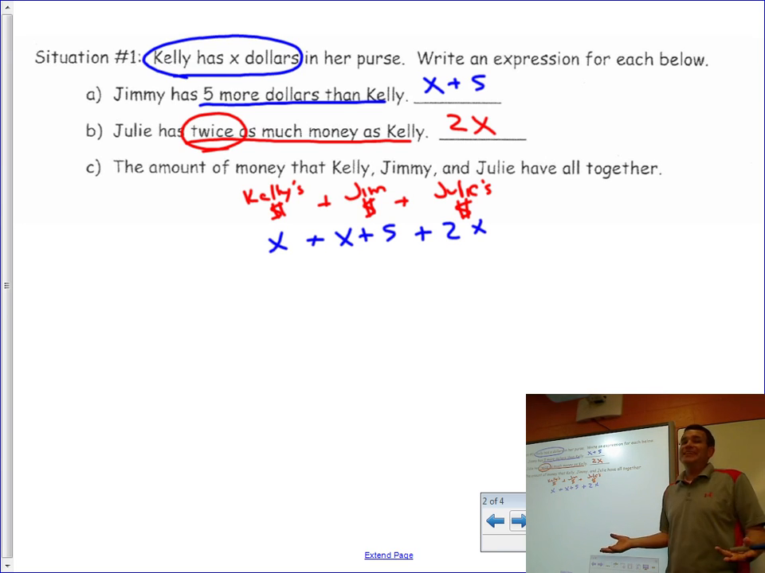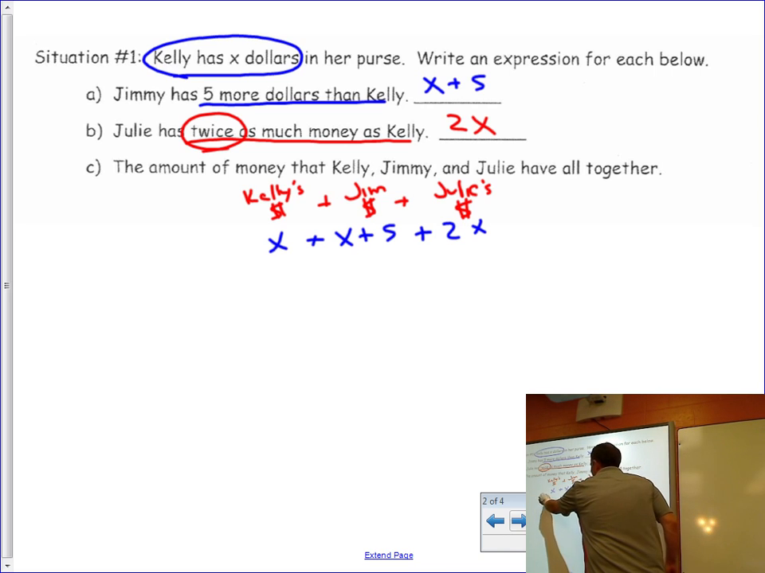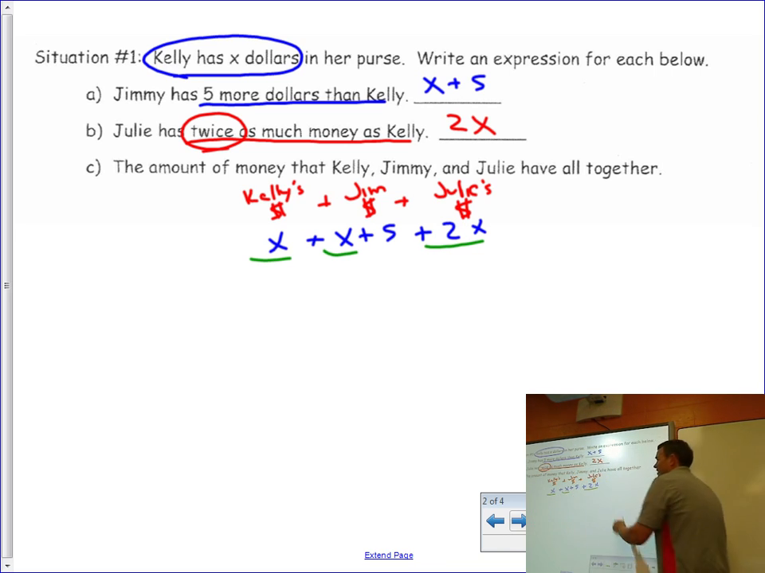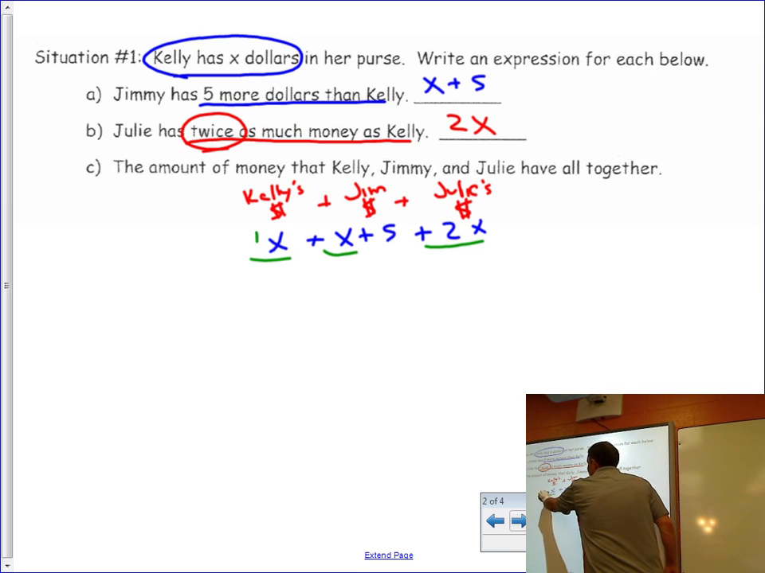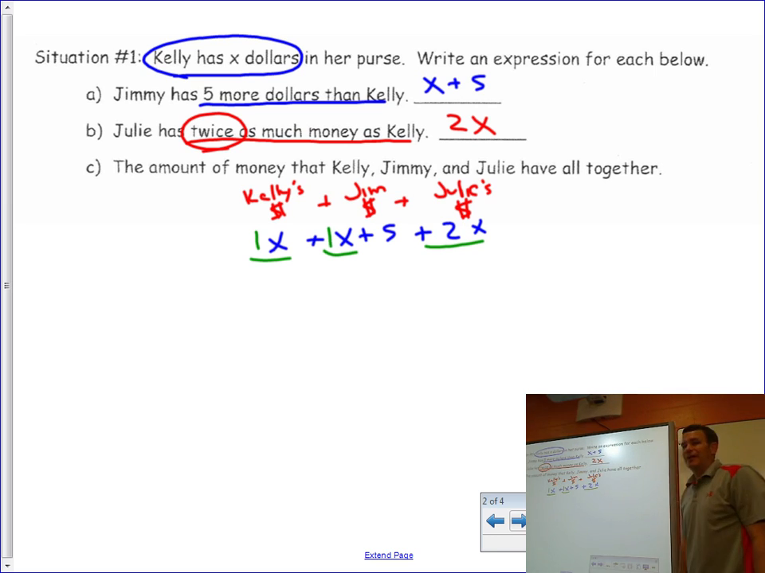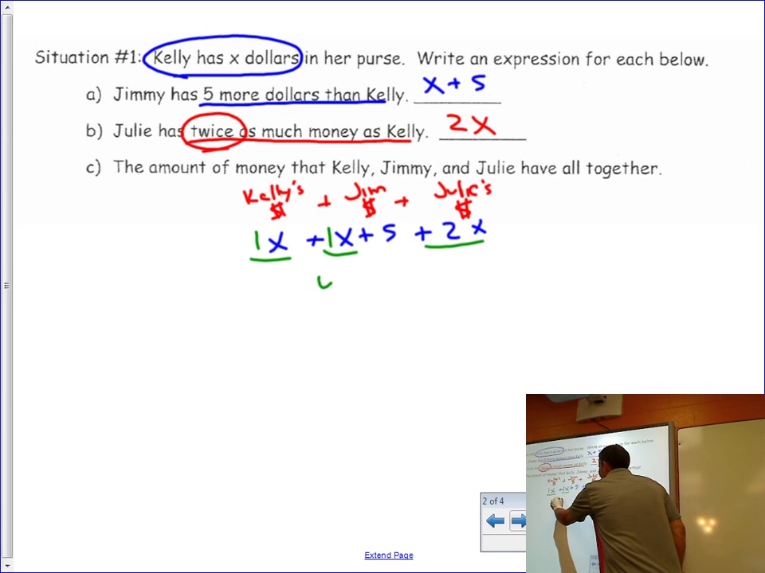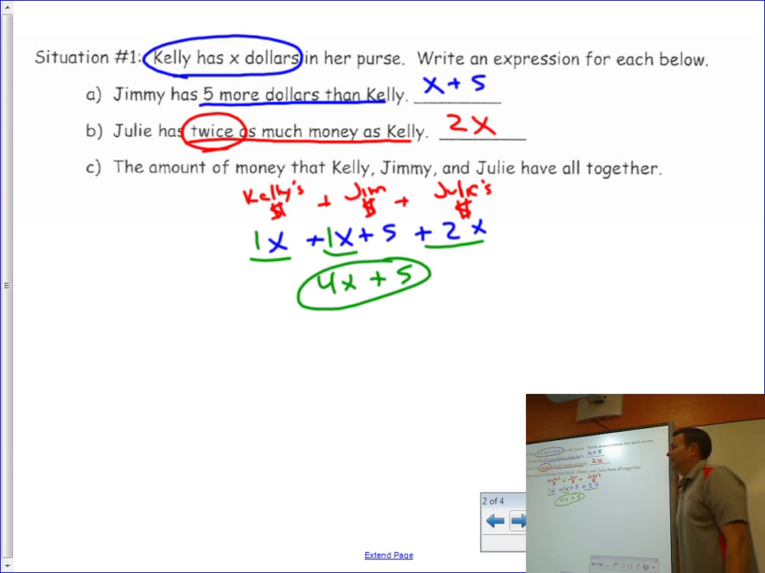And if I was really good, and we are, I would simplify that by combining my like terms. This and this and this are all like terms. Remember, those x's have an invisible 1 in front of them. So 1x plus 1x plus 2x gives me 4x plus 5. There's how much money they have all together. All right, we get the idea?